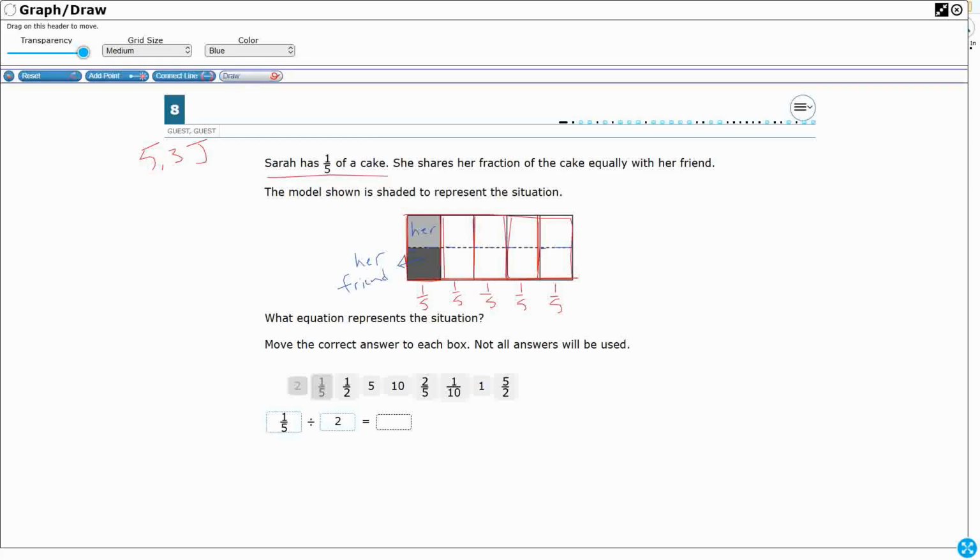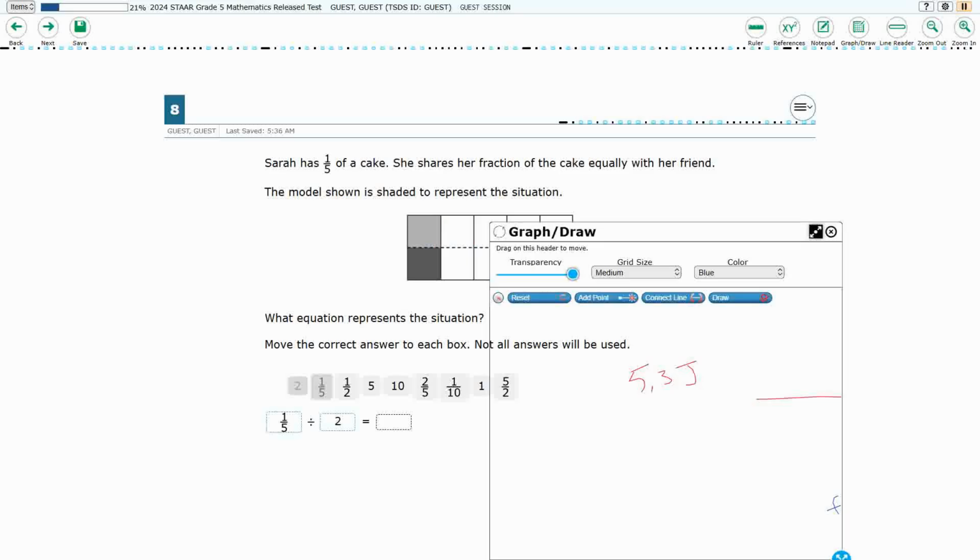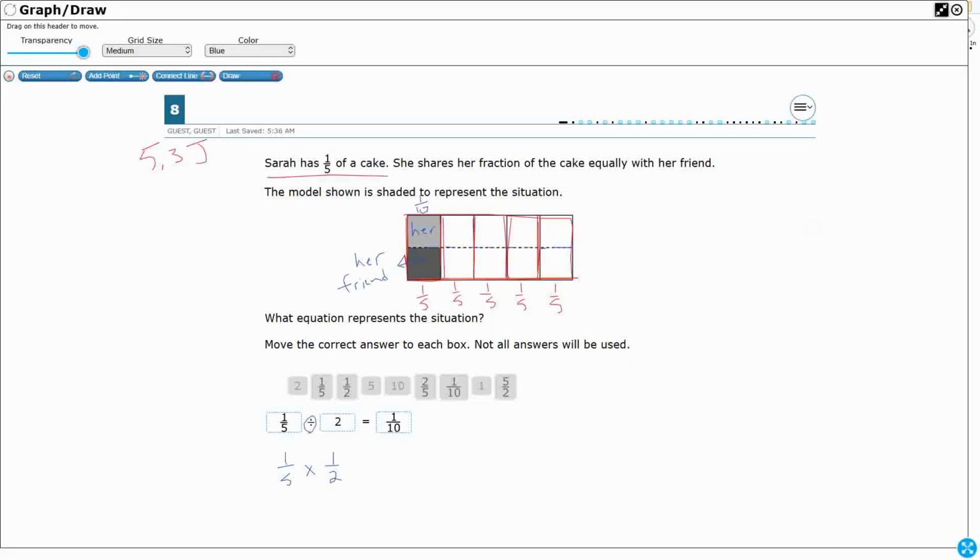We could use that half if we had a multiply. So if we cut it in half, that's actually multiplying by 1/2, but we don't have the multiplication option. We only have the division option. We need to divide it by 2. So what does each friend get? Well, each friend is going to get 1/10. 1/10, 1/10, because 2/10 makes 1/5. That's how much they had originally. So that 1/5 divided by 2 equals 1/10.